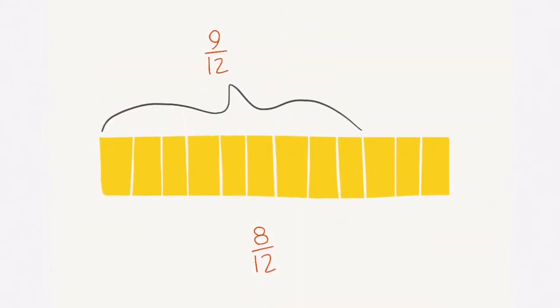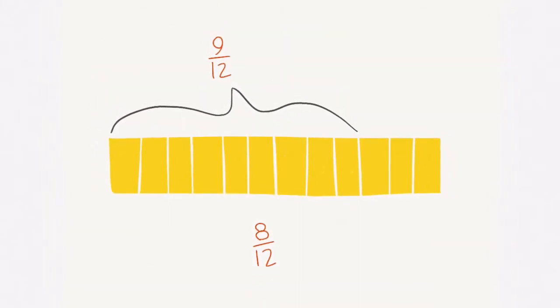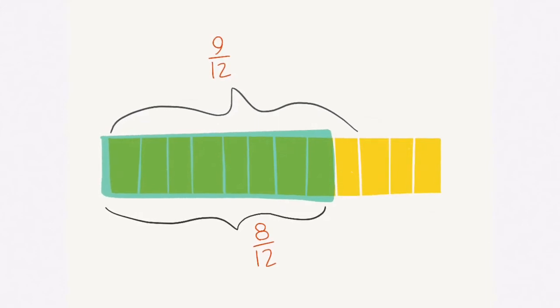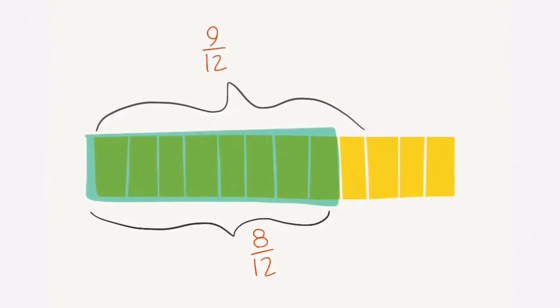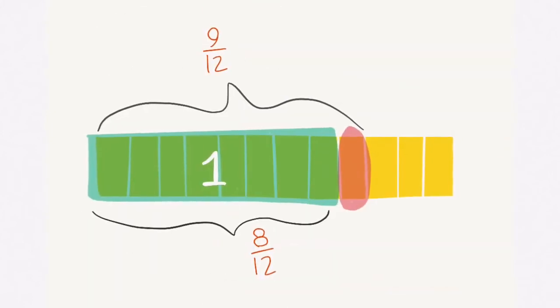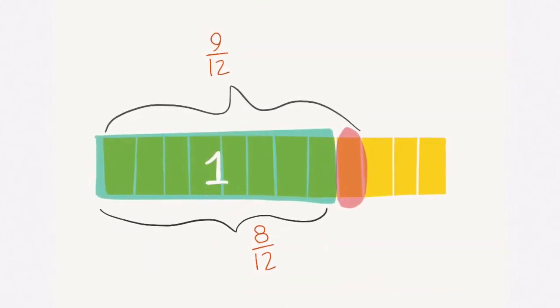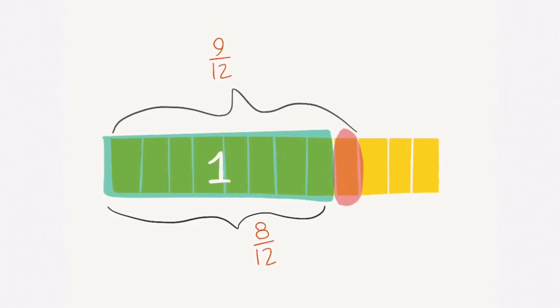Okay, so can we take scoops of 8/12 now? Yes. Scoop, there goes one. There's one group of 8/12. Can we take another scoop of 8/12? No, we can't. We only have one part of a group of 8.